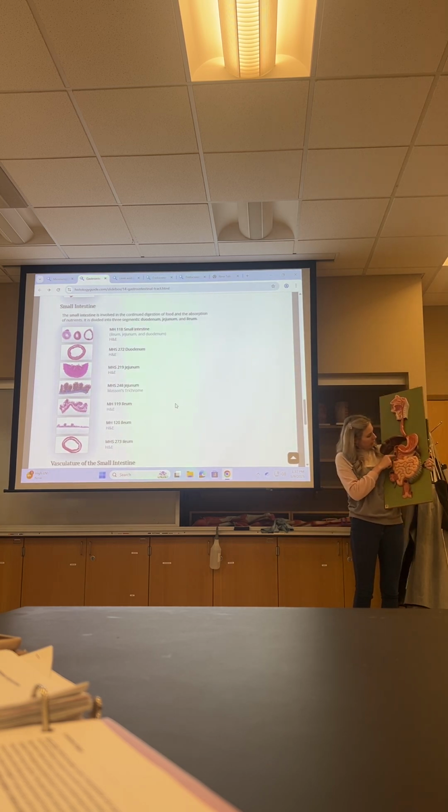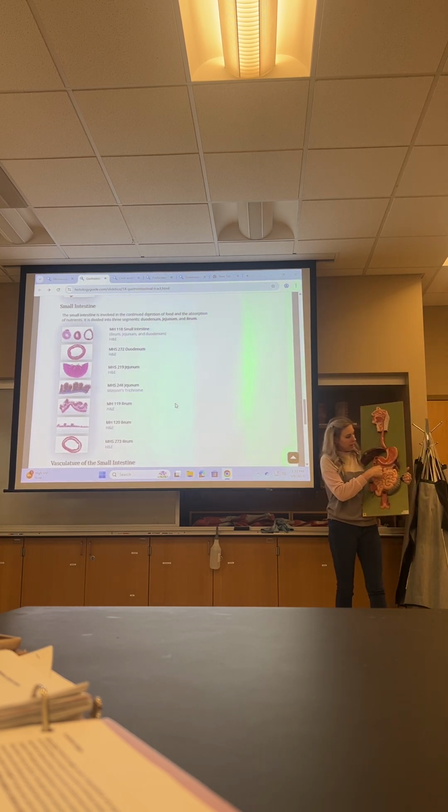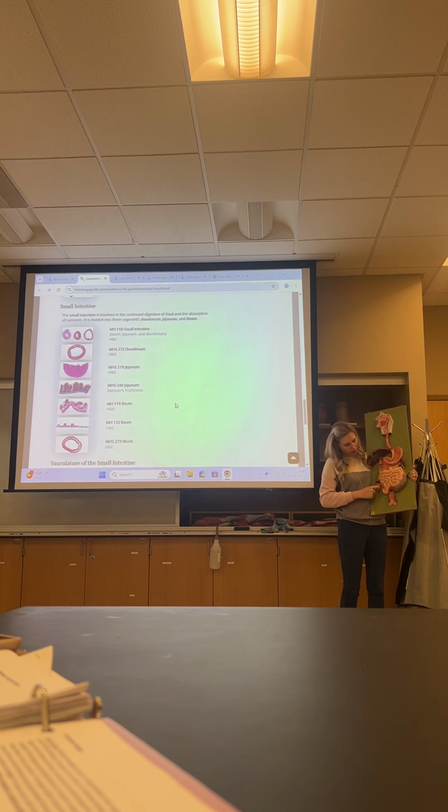So the duodenum is this one. It connects to, here's the stomach right here. So the duodenum's the first part here. And then the majority of this is the jejunum. And then the part that connects to the large intestine down here is the ileum.